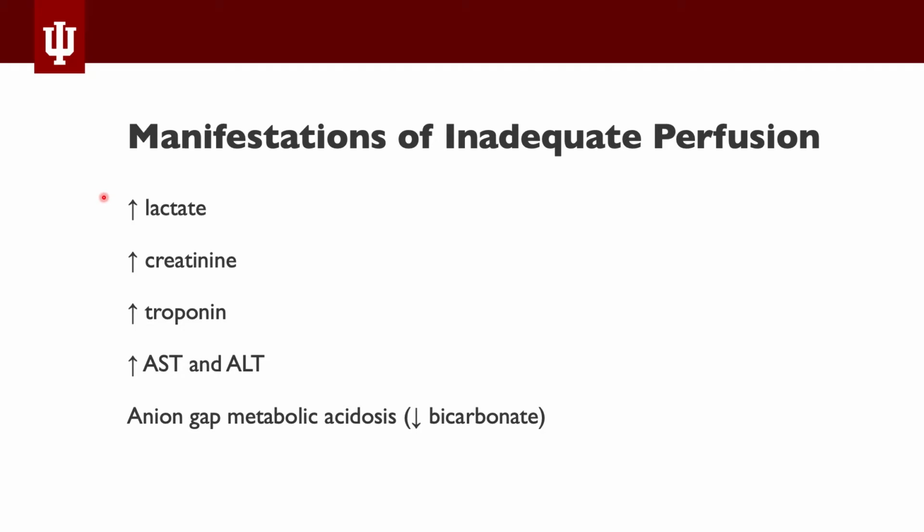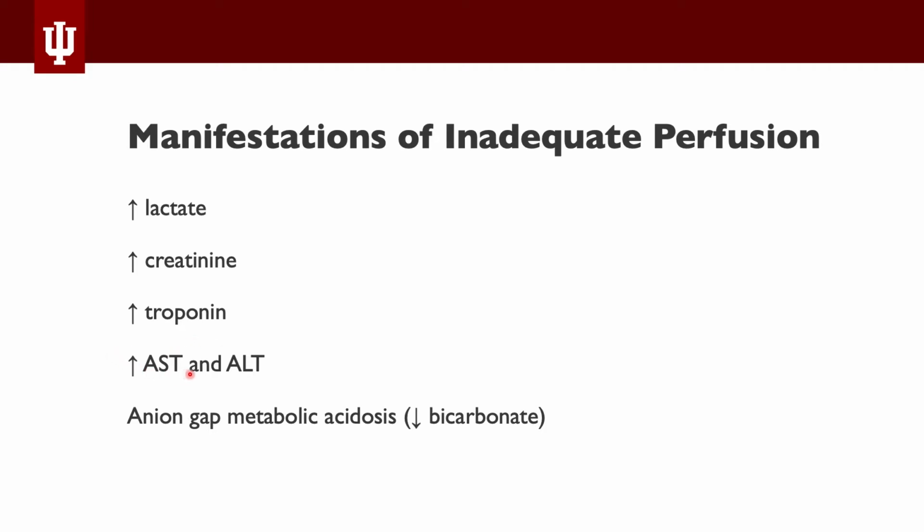From a lab standpoint, again, lactate is going to increase. This is a marker of tissue hypoperfusion. Creatinine will increase. This is a marker of poor renal function, but this is a very late finding. So if someone is in early shock, the urine output is a much more reliable way of measuring renal perfusion rather than creatinine. Troponin can go up because of poor coronary perfusion.